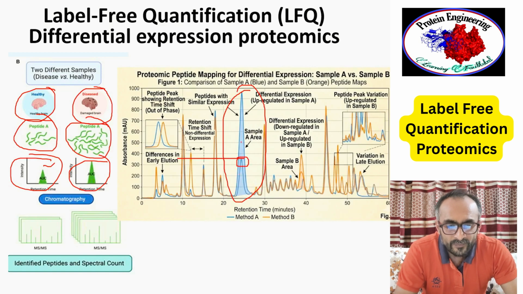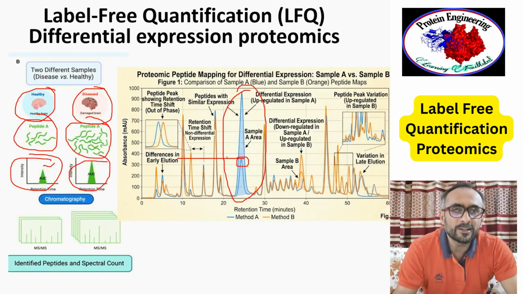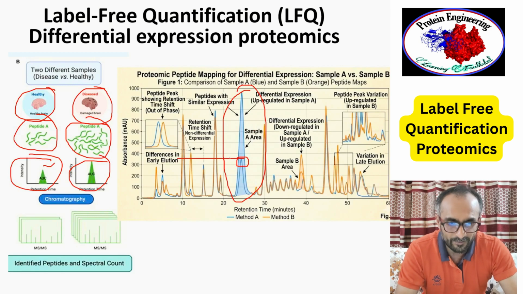That simply means this peptide is present in sample A in high concentration and in sample B in low concentration, because the area of the blue peak, which is from sample A, is larger than the orange peak that is coming from sample B. This information you achieve by superimposing both chromatograms.